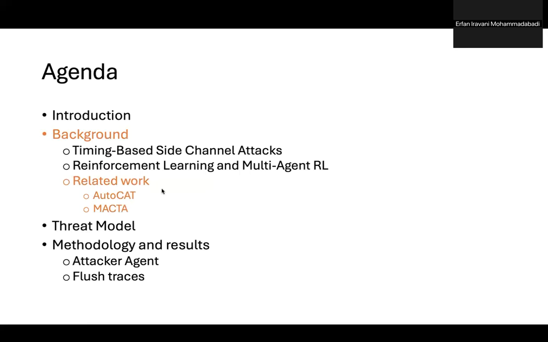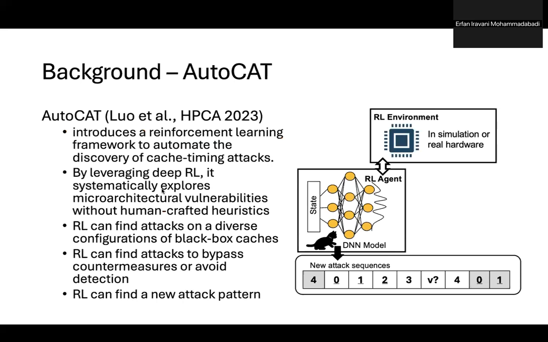Now we'll discuss the previous works that we have built our project upon. The first work is AutoCAT. It is a reinforcement learning framework to automate the discovery of cache timing attacks.